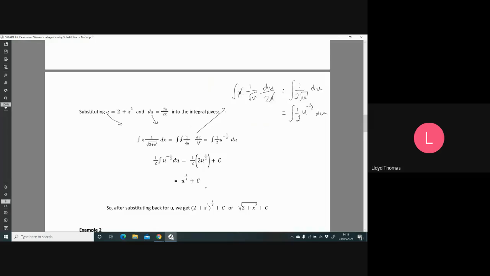But you still have to substitute your u back in for your original substitution, which was 2 plus x squared. So it becomes 2 plus x, I think this should be squared there, 2 plus x squared to the power of a half, or you could write it in a different way.